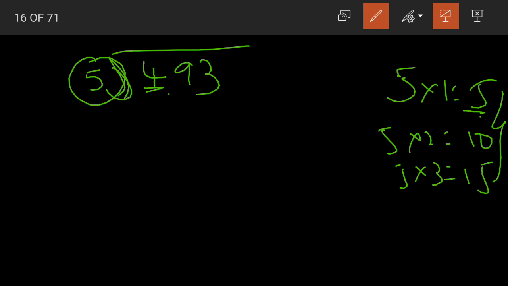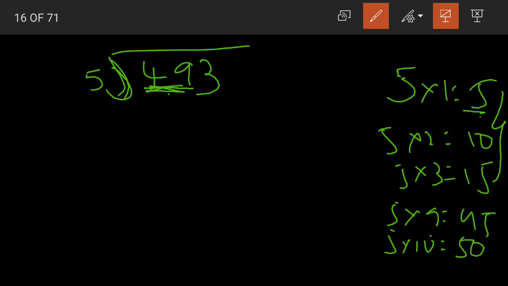So it's not possible to divide 4 with 5. So what we'll do, we'll go for taking two digits together. 49. Now do we have 49 in fifth table? No, but we have 5 nines are 45 and 5 tens are 50. 49 lies between these two numbers. Now which number should we go with? Yes, 5 nines are 45. Always go for the lesser number. 9 will be a quotient written above.